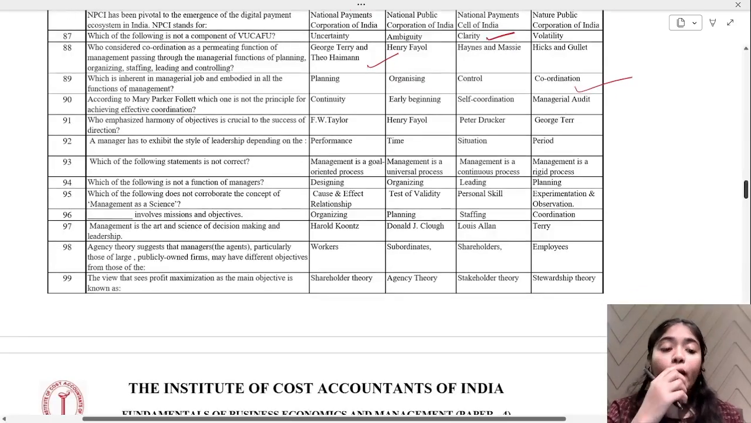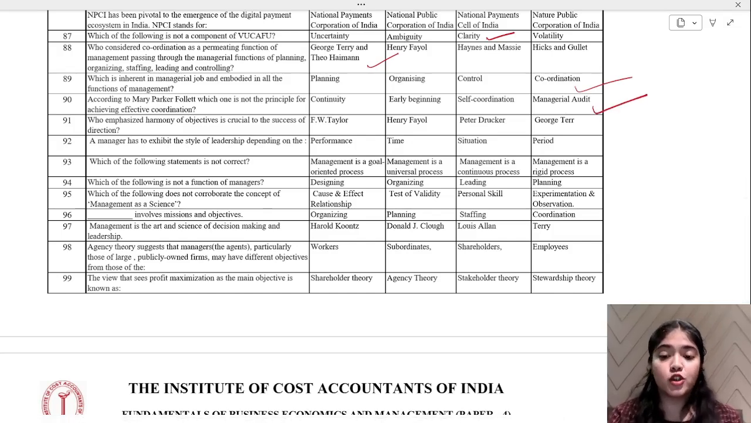Now, according to Mary Parker Follett, which one is not the principle for achieving effective coordination? What is not the principle for achieving effective coordination? So the options are continuity, early beginning, self-coordination, or managerial audit. Yes, managerial audit is the correct option.